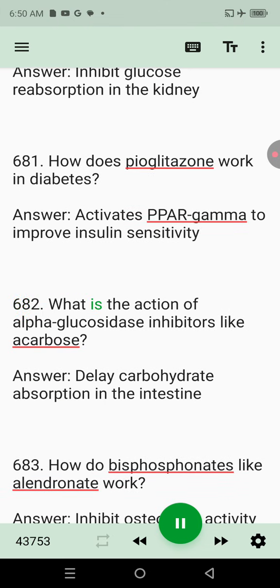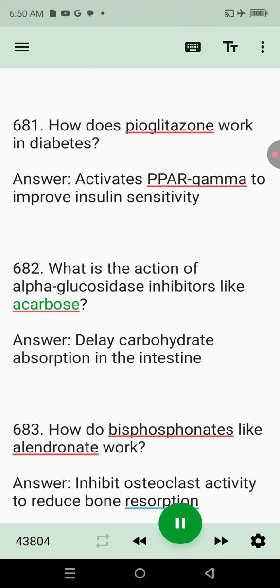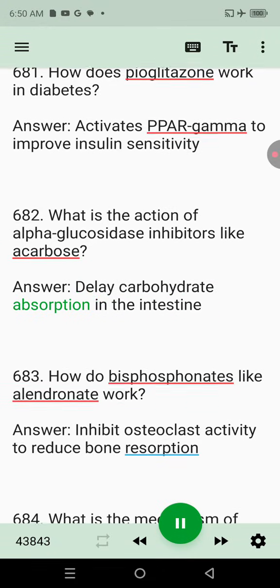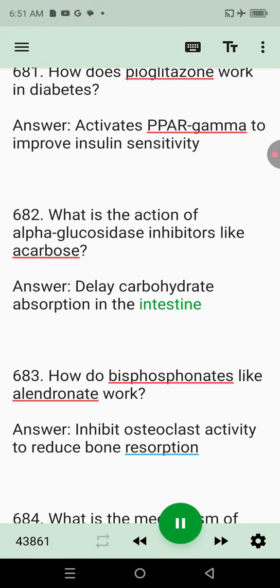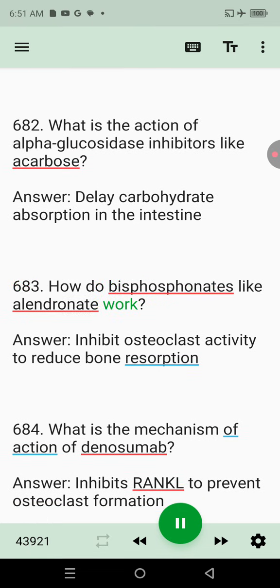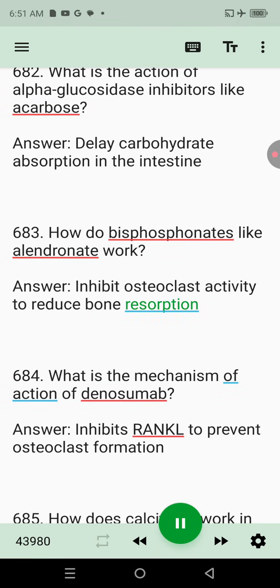682. What is the action of alpha-glucosidase inhibitors like acarbose? Answer. Delay carbohydrate absorption in the intestine. 683. How do bisphosphonates like alendronate work? Answer. Inhibit osteoclast activity to reduce bone resorption.